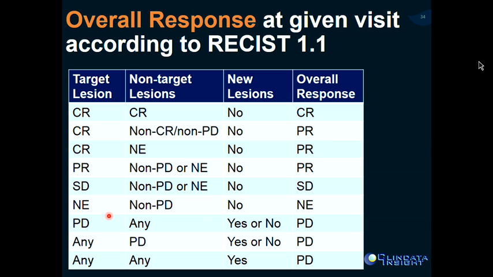Another thing we have to notice is that if there is any progressive disease, for example, if the sum of the diameters of the target lesions increases from the baseline, or there is any non-target lesion increase, or any new tumor is detected, it is going to be progressive disease. So if there is any progressive disease, the overall response is always going to be progressive disease.